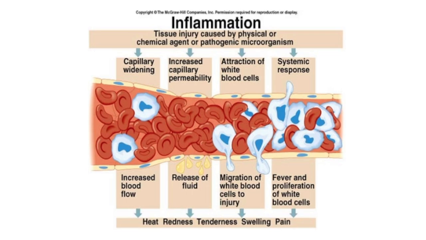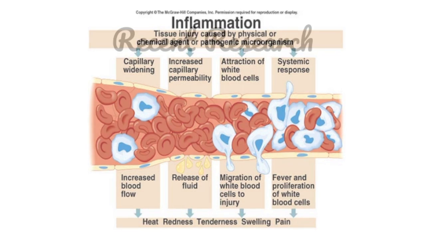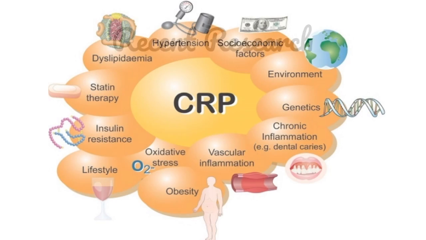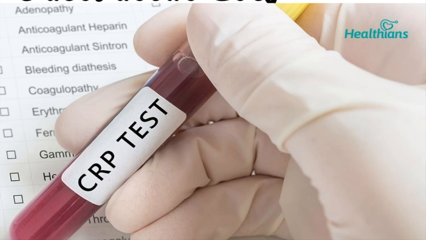CRP values, even within the range previously considered normal, strongly predict future coronary events. CRP is the primary marker for heart inflammation and many other common diseases. The blood test, however, does not pinpoint the cause of elevation.